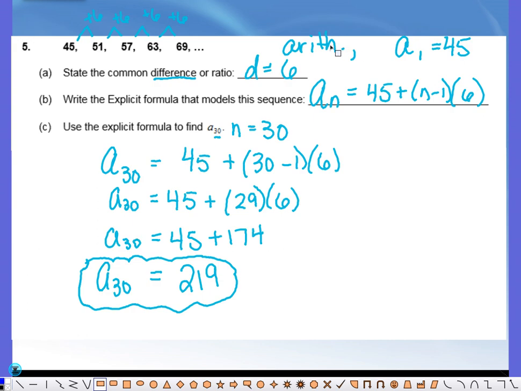Number 5 was an arithmetic sequence. Here was the explicit formula. We are finding the 30th term, so when you plug in 30 and evaluate using your order of operations, this says that the 30th term is 219.